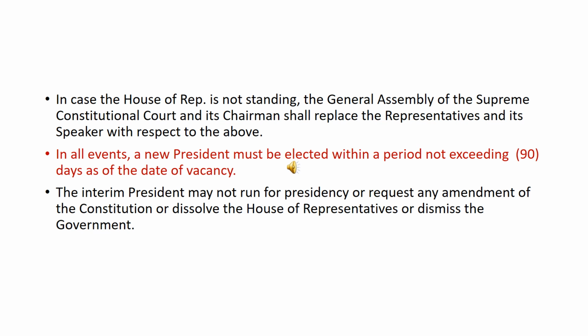In all events, a new president must be elected within a period not exceeding 90 days as of the date of vacancy. So whenever the post of the president becomes vacant, whether it's the House of Representatives who will handle this or the Constitutional Supreme Court, in maximum 90 days we should be having new elections and we should have a new president. The interim president may not run for presidency.